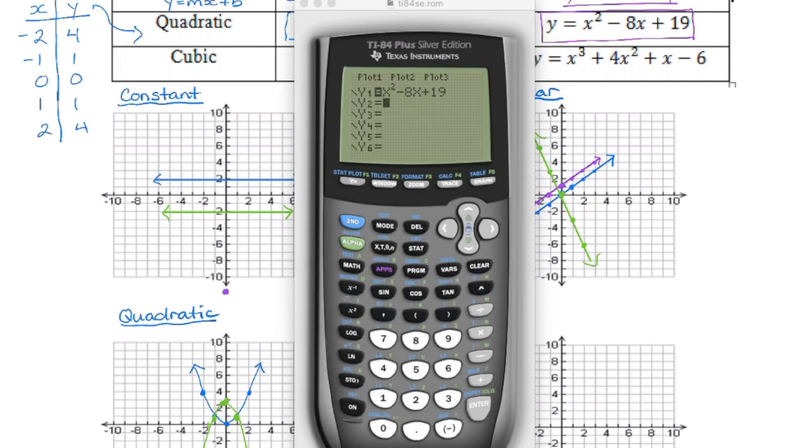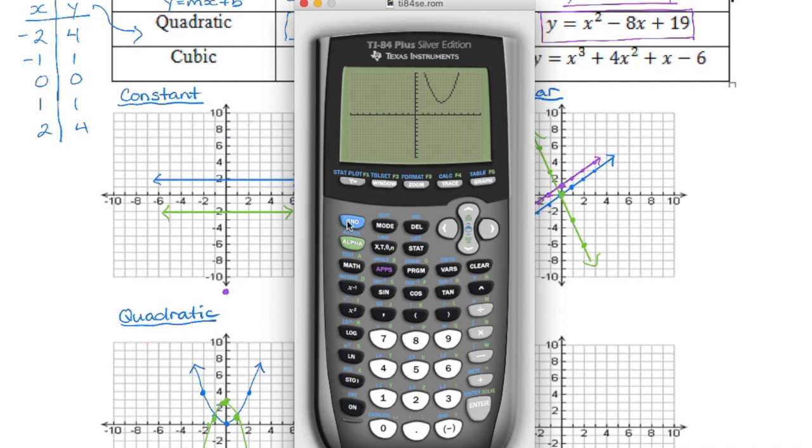I grabbed my graphing calculator. I typed in this function right here. And then even though I know my y-intercept is 19, I could always adjust the window. I'm just going to leave it as the standard for right now. We're going to graph this. We know it's going to cross the y-axis somewhere up here.